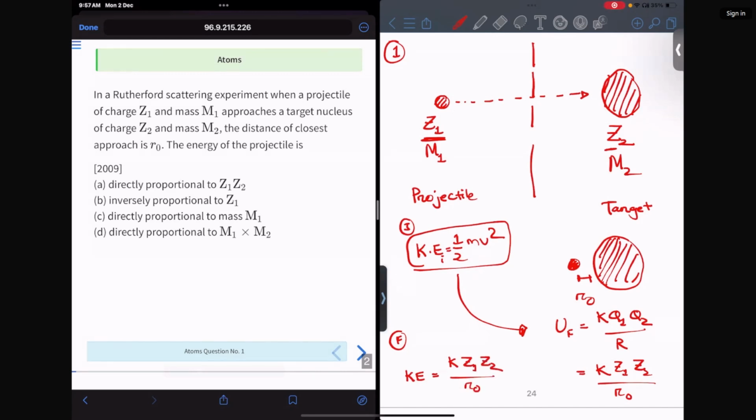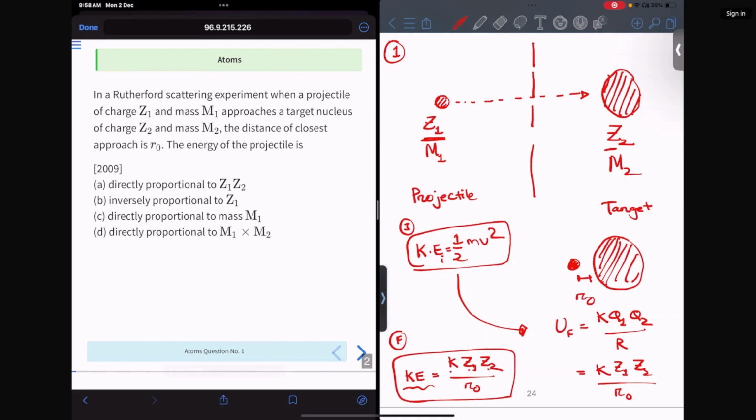Can I write that? Yes, I can write. Why? Because all the kinetic energy is being converted to potential energy when it has approached the target. All the energy has been converted. That is why I'm writing kinetic energy is equal to potential energy. So now you have a formula: energy is equal to K Z1 Z2 upon R naught.